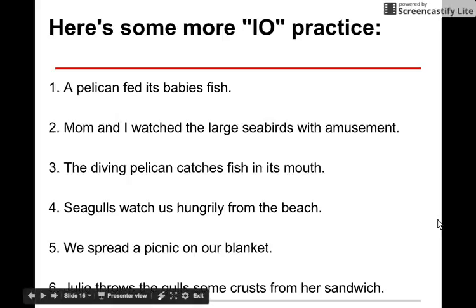Do the same thing. 1, a pelican fed its babies fish. Number 2, Mom and I watched the large seabirds with amusement. 3, the diving pelican catches fish in its mouth. 4, seagulls watch us hungrily from the beach. 5, we spread a picnic on our blanket. 6, Julie throws the gulls some crusts from her sandwich.